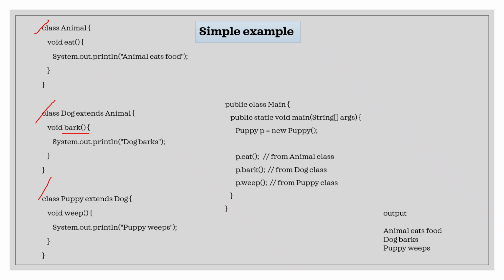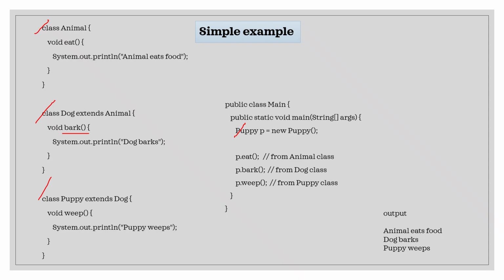Now, inside the main method, if we create an object of class puppy, using that puppy object, we can call eat method, bark method, and also weep method from that puppy class. Why? Because puppy is inherited from dog and dog is already inherited from animal. So puppy gets access to methods from all the classes in the inheritance chain.